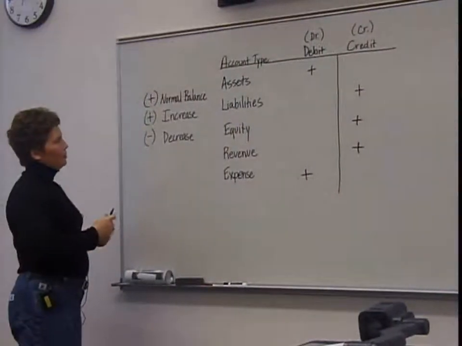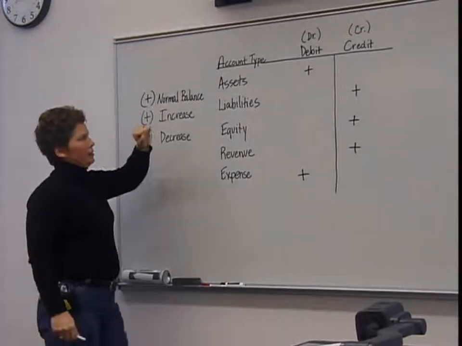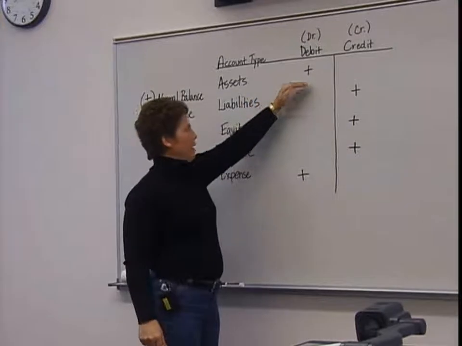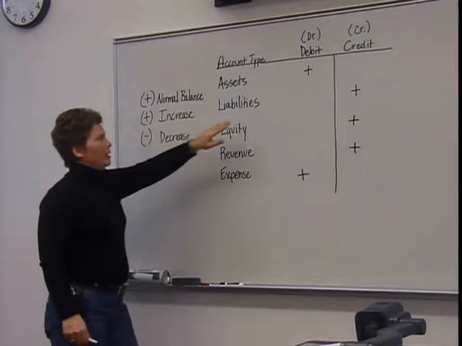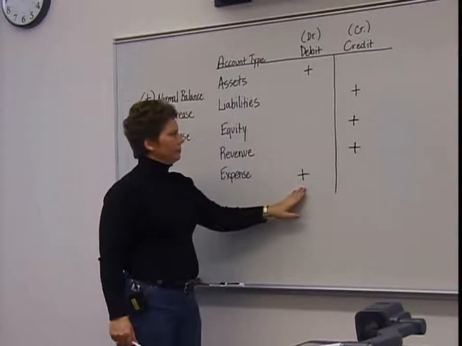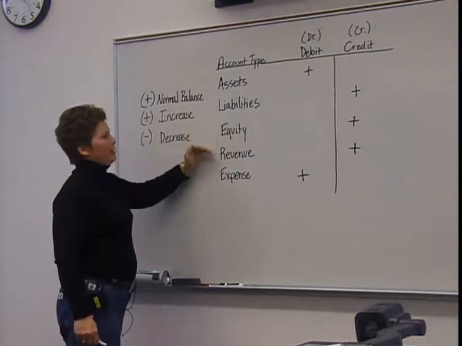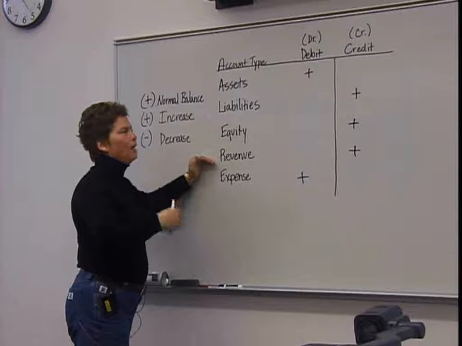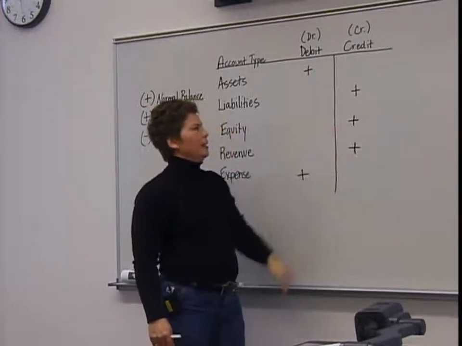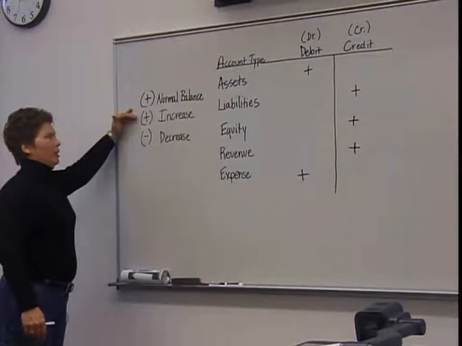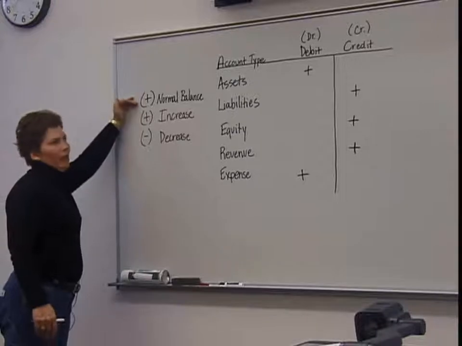Actually, what we'll do first is we'll talk about how they increase. If the normal balance is on the left side for assets and expenses, then the normal increase would also be on the left side. If we're looking at increasing our liabilities, our equities, and our revenues to show that they're growing, then we will do, again, a plus on the right side. So you can just remember that to increase any of these 5 account types, you would do so under the normal balance side.